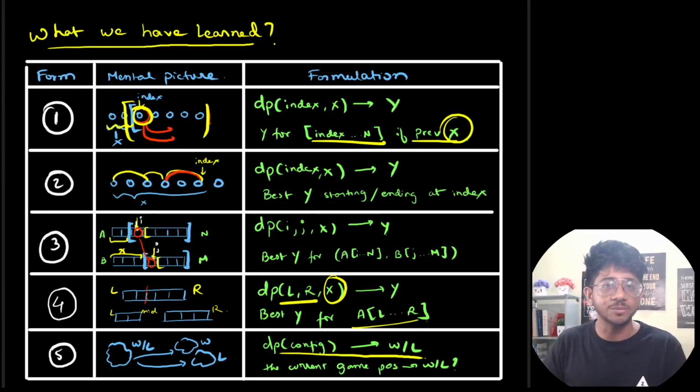These are the five basic forms. You have unlocked them all now, and you have the superpower now. Start solving questions and you're going to learn a lot more.